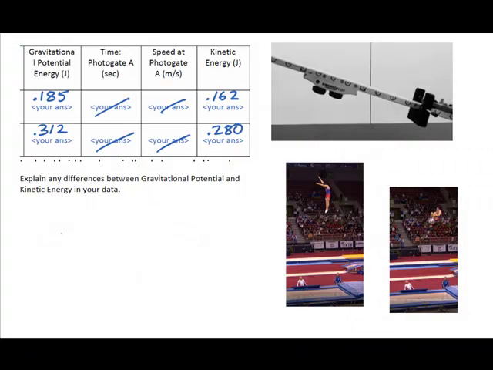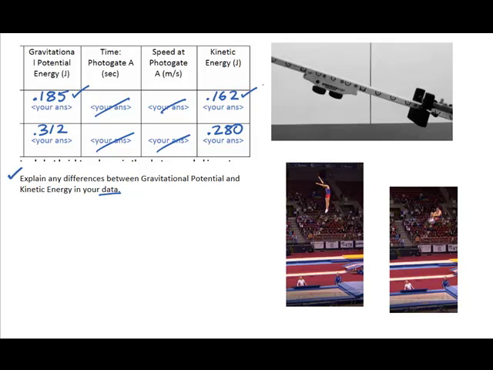The second question that was giving people a lot of trouble was the third question for the ramp lab. Explain any differences between your gravitational potential and your kinetic energy in your data. So it's not just saying explain the difference between potential and kinetic energy. It's saying in your data you're going to find differences, explain those. As we'd expect, in this data, and most of you had something like this, the gravitational energy is slightly larger than the kinetic energy.